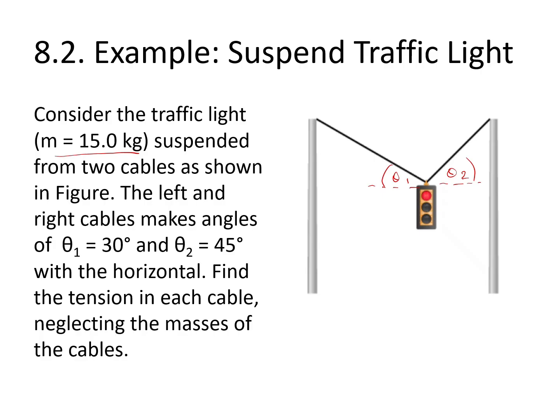The traffic light has weight pulling downward. The left cable pulls upward and to the left. The right cable pulls upward and to the right. Because the traffic light is not accelerating, the horizontal components of the two tension forces must cancel. Also, the vertical components of the two tension forces must add together to balance the weight of the traffic light.